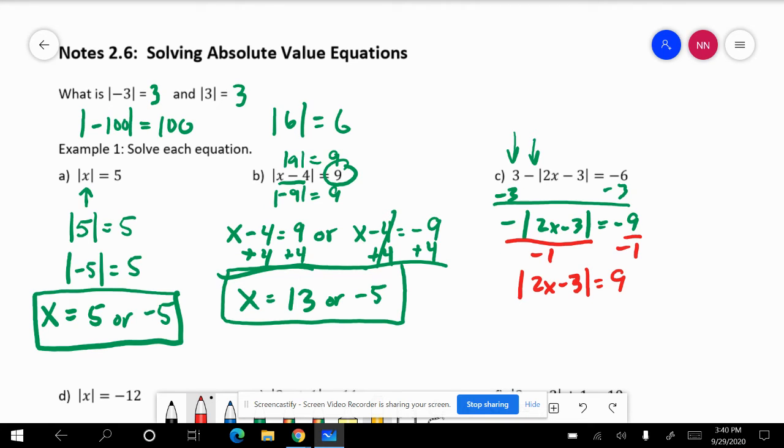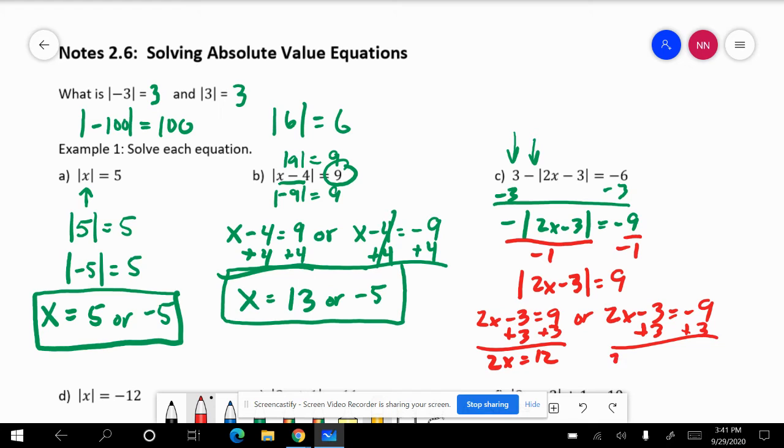So now I'm able to write the two equations, one being 2x minus 3 equals 9, the other one being 2x minus 3 equals -9. So I'm going to add the 3, and I get 2x is equal to 12. I'm going to add the 3, and I get 2x is equal to -6. So when I divide it by 2, I get x is equal to 6 or -3.